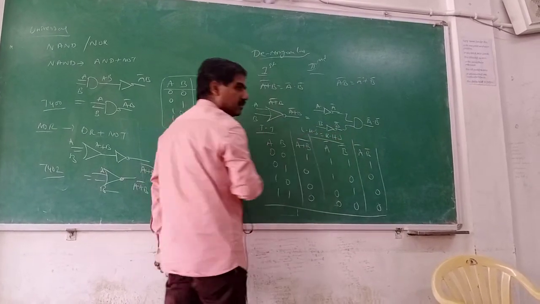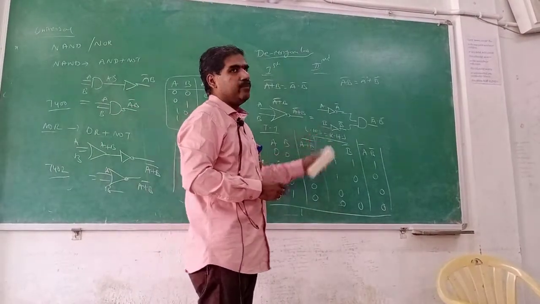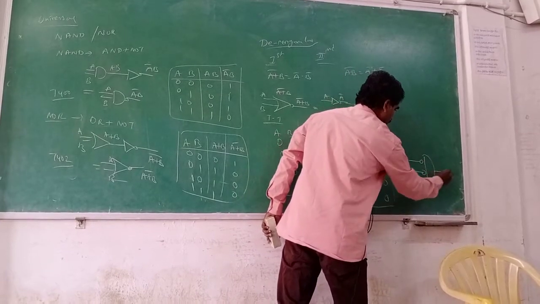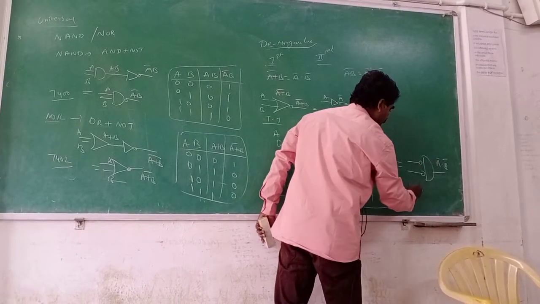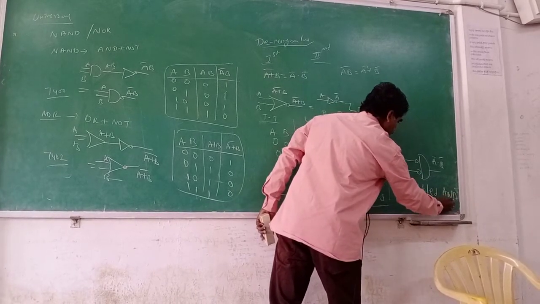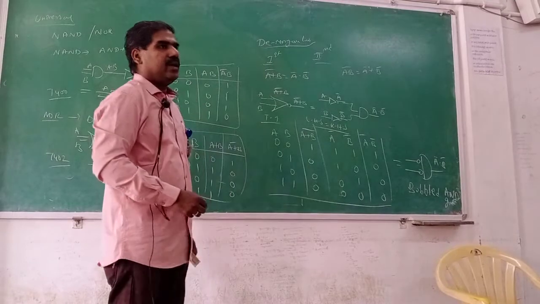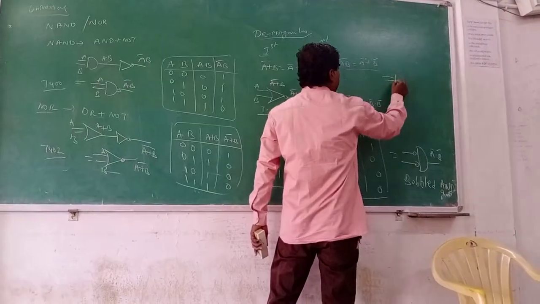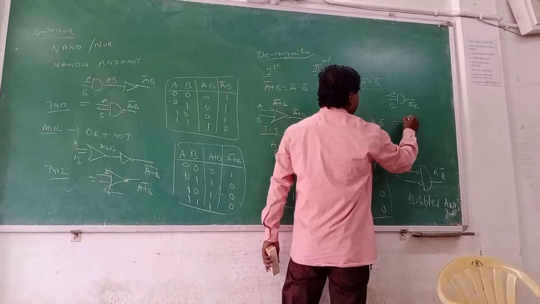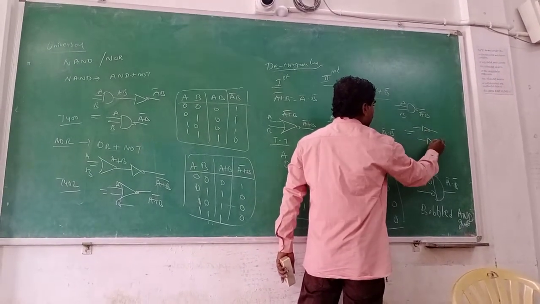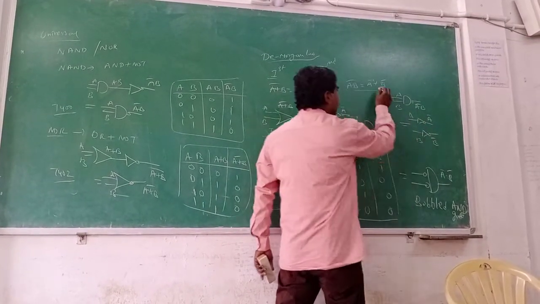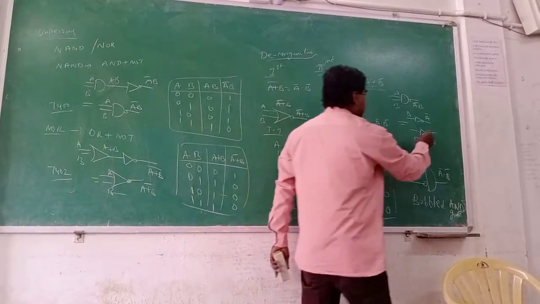Again, this gate can be implemented like this. This is known as a bubbled AND gate. The second law is (AB) bar, nothing but a NAND gate. It can have two NOT gates to obtain A bar and B bar, and both can be summed by using an OR gate, giving A bar plus B bar.